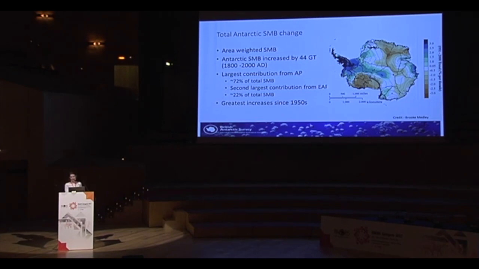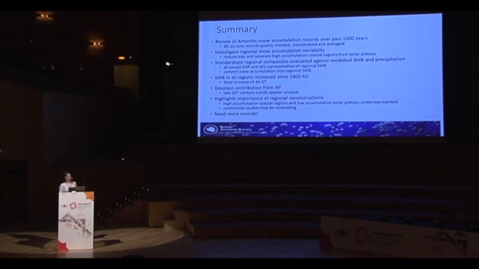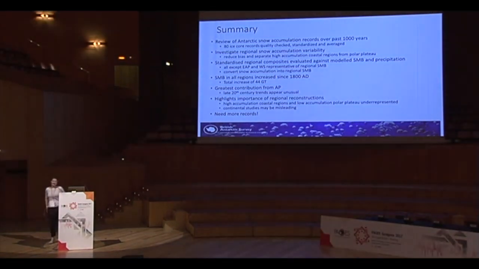So it's really important that in doing these studies we look at things regionally. We ensure that we've got enough data coverage so that we don't miss out places like the Antarctic Peninsula, which are making such a large contribution. And I'll just put up my summary there. So essentially, we did a review of all the records and reconstructed this, and tried to extend it back to 1,000 years. But the take-home message is there has been a big increase for Antarctica as a whole of 44 gigatons. The majority of this is from the Antarctic Peninsula, a region that's been missed in previous studies. So, I think I'm getting rushed off. Thank you.